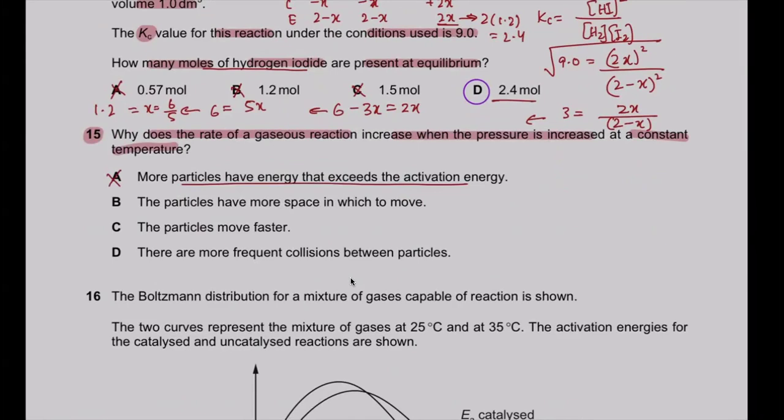The particles have more space in which to move? No, as the pressure increases, the particles come closer to each other. The particles move faster? No, because they have the same energy. So how do they become more effective? They have more frequent collisions. Yes, because they come closer, they are going to collide more frequently. So D is the correct answer. I hope it's clear to all of you.